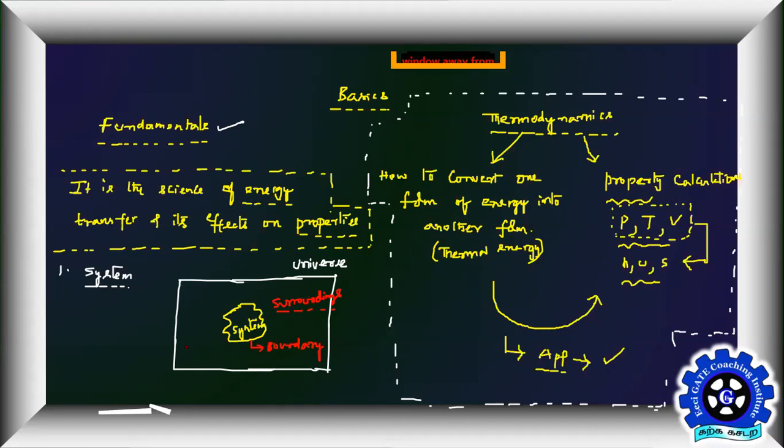That dividing line is called the boundary. And the sum of the system and surroundings is very clearly what you can call the universe. Any questions? Understood what a system is?